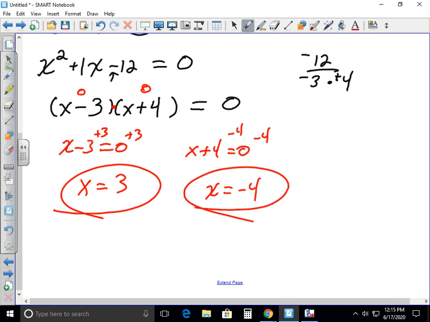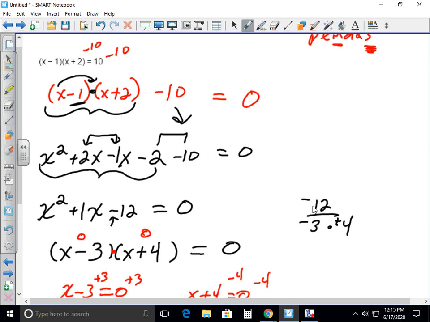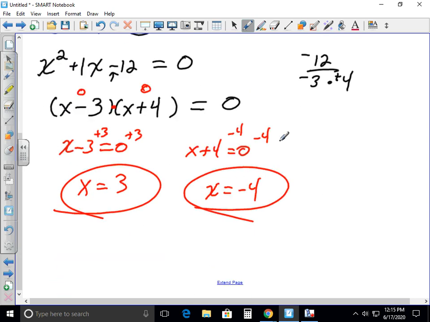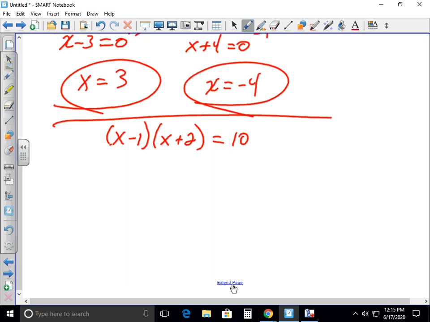Now, since this problem was so different, let's check it to see if that really does work. And again, we don't have to check both of them for time's sake. It would be a good practice to do. But let's check the negative 4. Let's see if negative 4 is a solution here. So everywhere we have an x, we're going to put a negative 4.